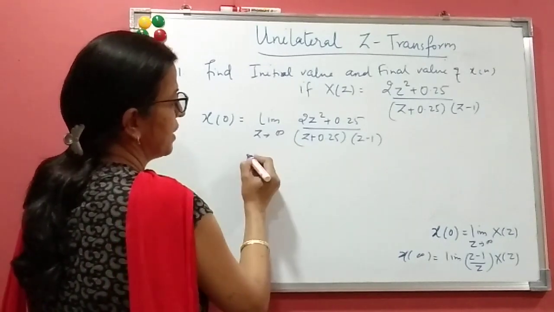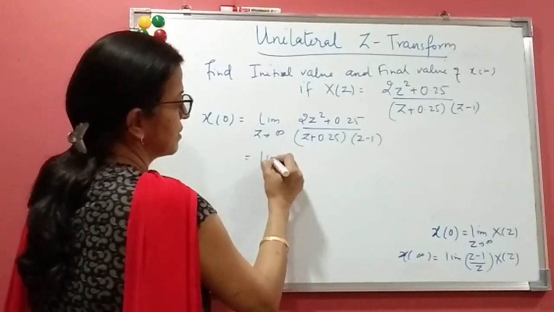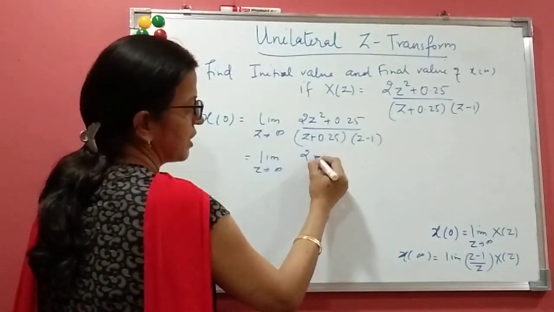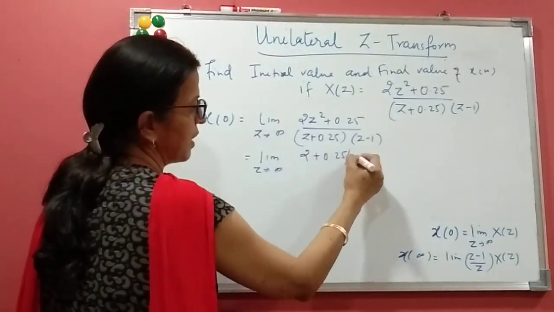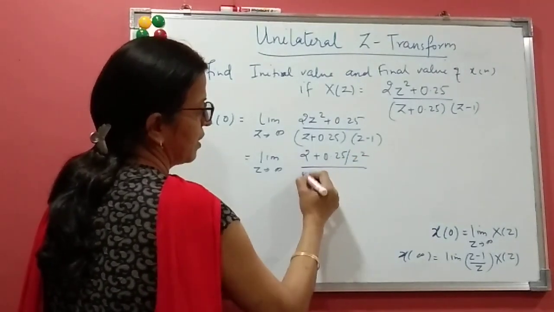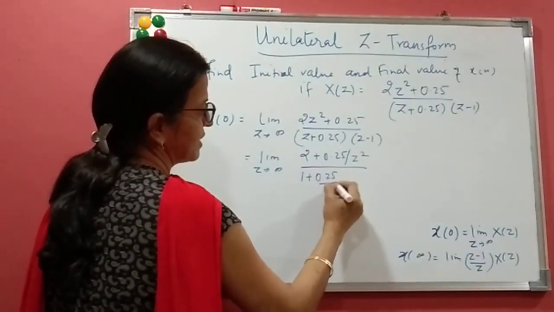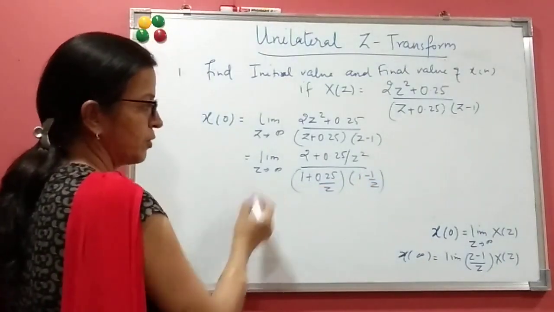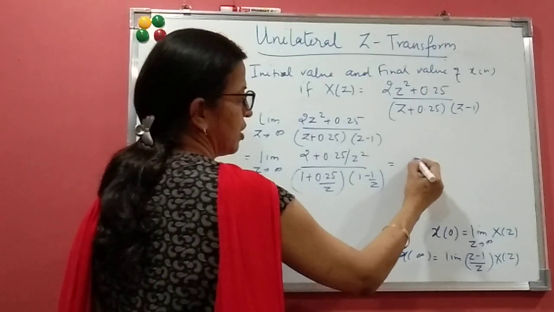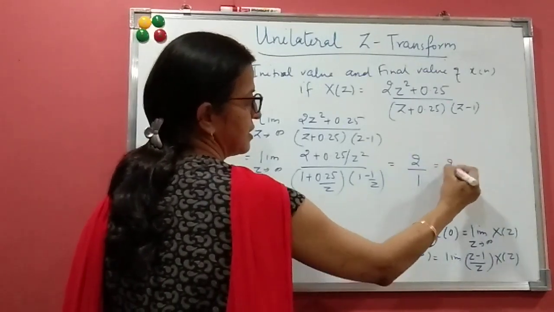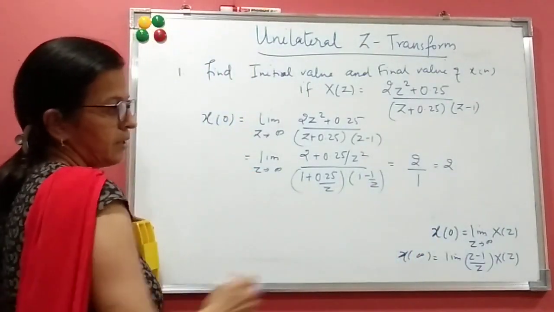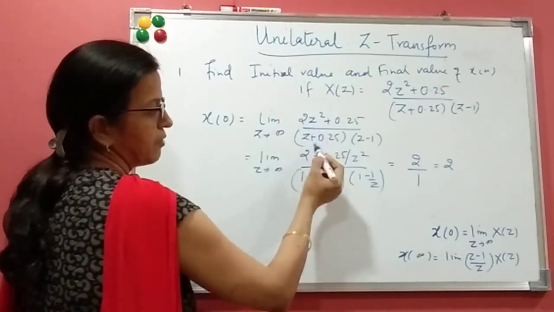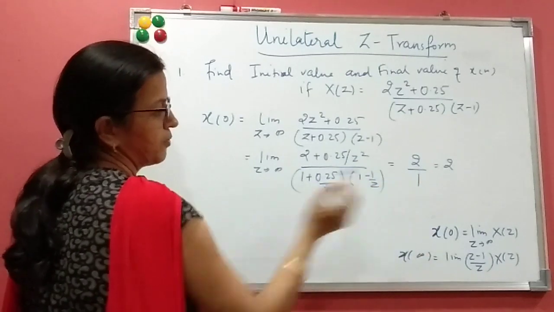Now we have to put z as infinity, so we divide by z square because the degree of numerator and denominator is the same. We get (2 plus 0.25 upon z square) upon (1 plus 0.25 by z)(1 minus 1 by z). Now put the limit as z tends to infinity, we get 2 upon 1. The answer is 2. We have applied the initial value theorem here.